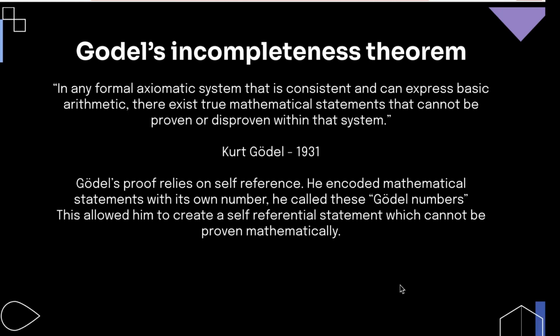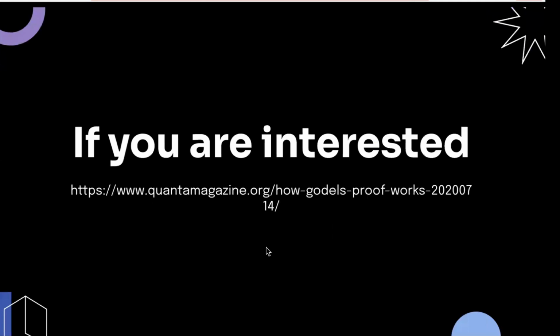So using this, he was able to prove that statements in mathematics were unprovable. They cannot be proved. Now, if you want to get better grips on Gödel's incompleteness theorem, because I just gave a very brief outline of it, if you're interested, you can access this website and read through it. It's a very interesting read.